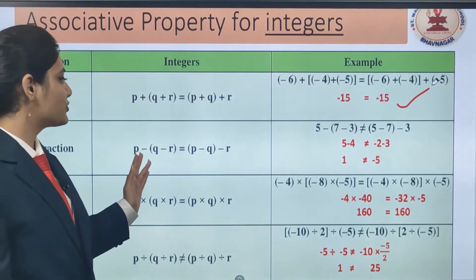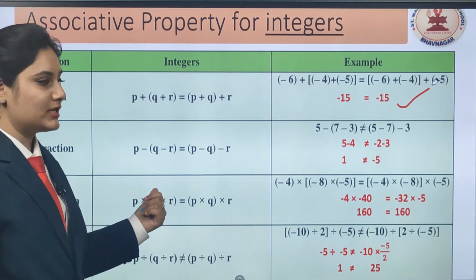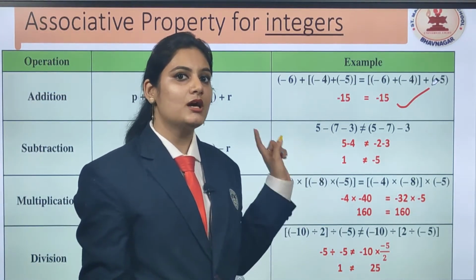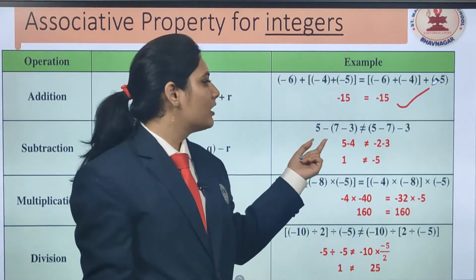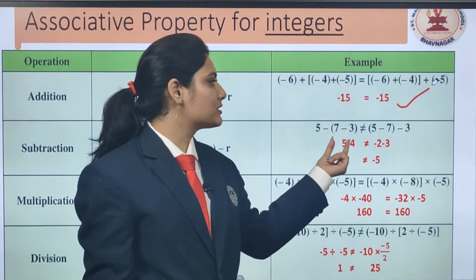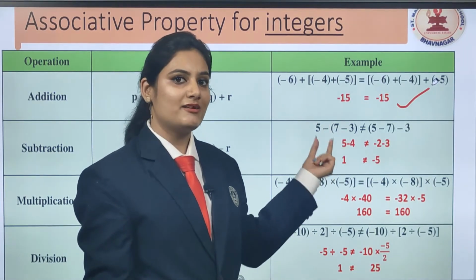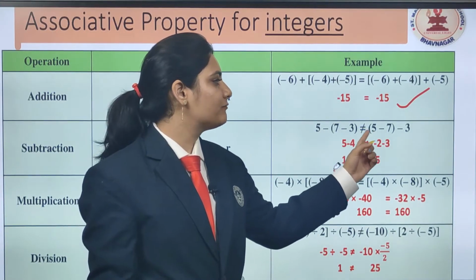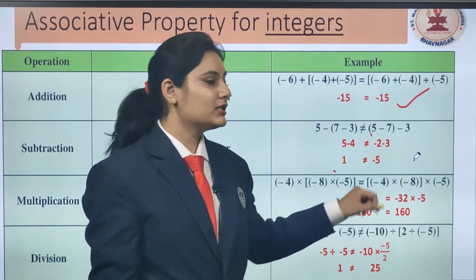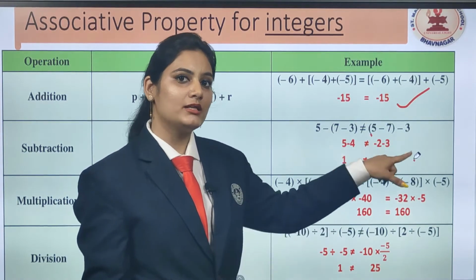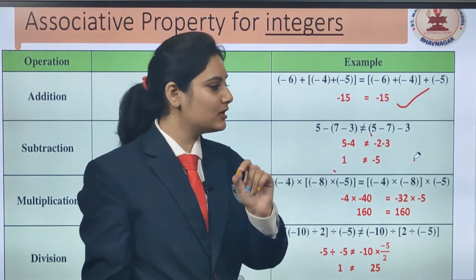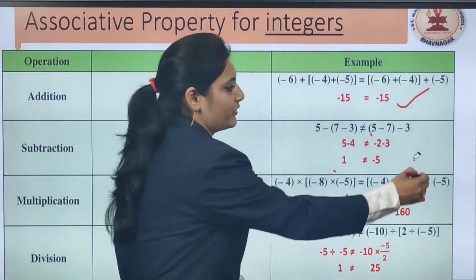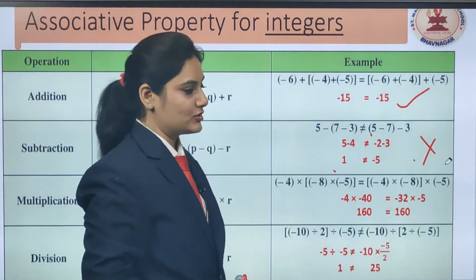Now coming to subtraction. Instead of the addition sign, the subtraction sign will come. First step is to solve the bracket. Here we have taken the numbers 5, 7 and 3. First we have to solve this bracket. 7 minus 3 is 4. 5 minus 4 is 1. Same way, 5 minus 7 is minus 2, and then minus 3. Minus 2 minus 3, answer will be minus 5. 1 and minus 5 are not equal. So hence subtraction is not closed for integers.